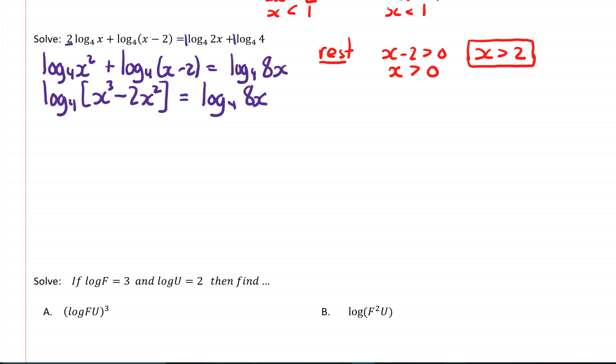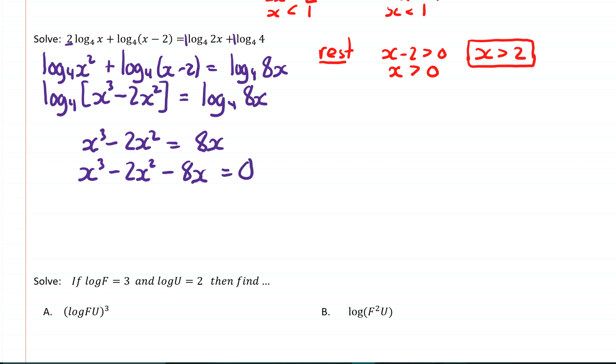Okay, so I can now drop my logs. I have one log on each side. And once again, I'm not dividing by log, I'm just dropping the two log terms. So I get x cubed minus 2x squared is equal to 8x. So let's say x cubed minus 2x squared minus 8x equals 0. So it's another polynomial here. So I'll factor out an x here. So we get x squared minus 2x minus 8. So that's pretty sweet. Gives us a nice, juicy, factorable quadratic.